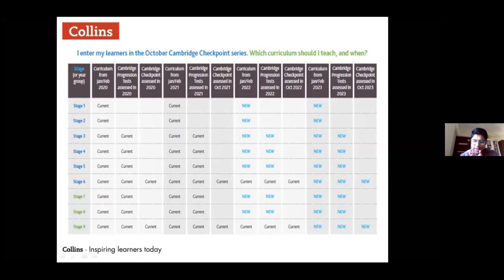So by that token, your new syllabus, the 0861, the teaching will only begin from January or February 2023, for the ones who will come to grade 8. Okay. So if you observe, stage 9 is grade 8. So their teaching will start from January, February 2023, if you are taking the October series.